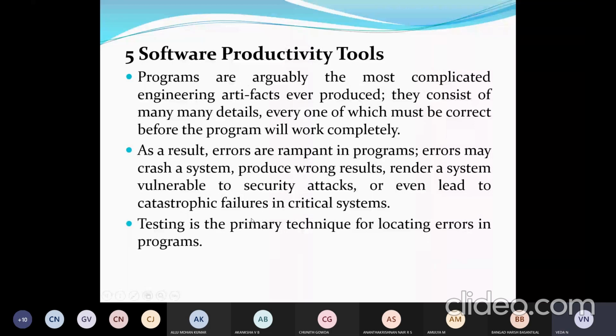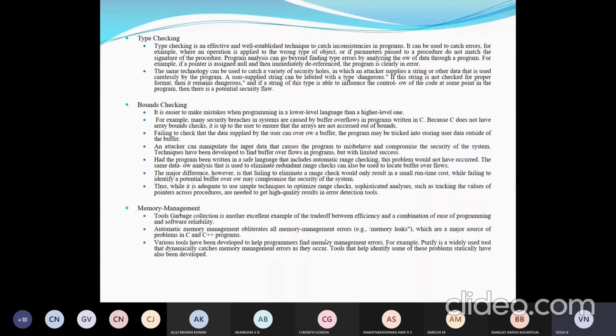So testing is a primary technique which is done at different levels. Testing is as simple as locating errors in the program. There are a few techniques here: type checking, bounds checking, as well as memory management.